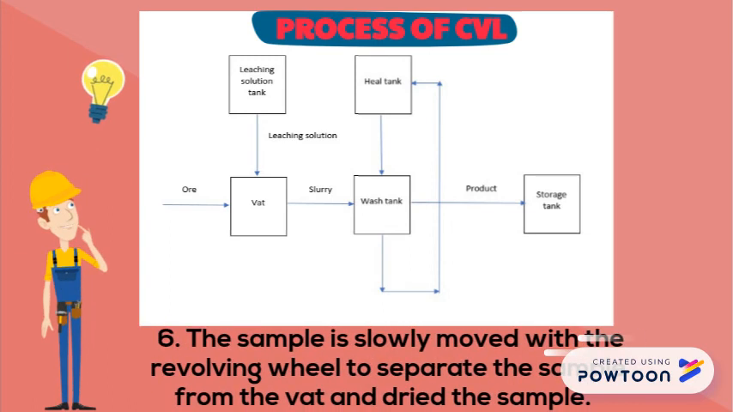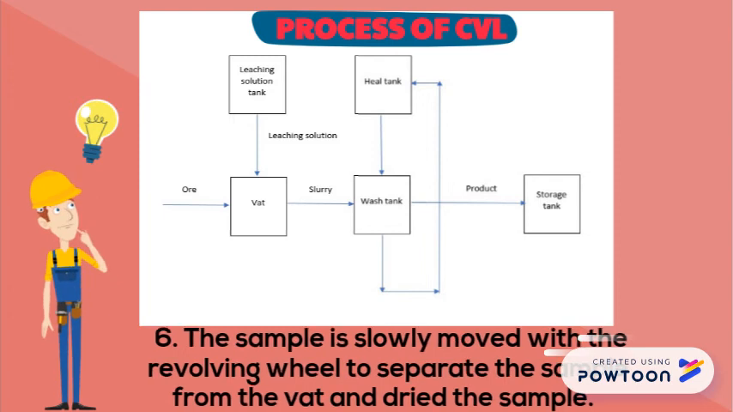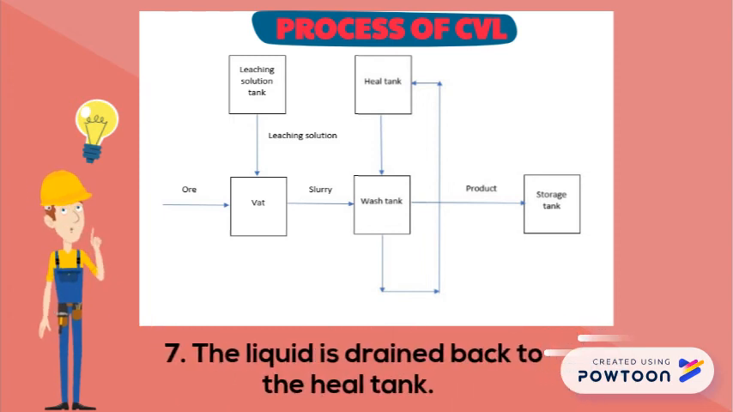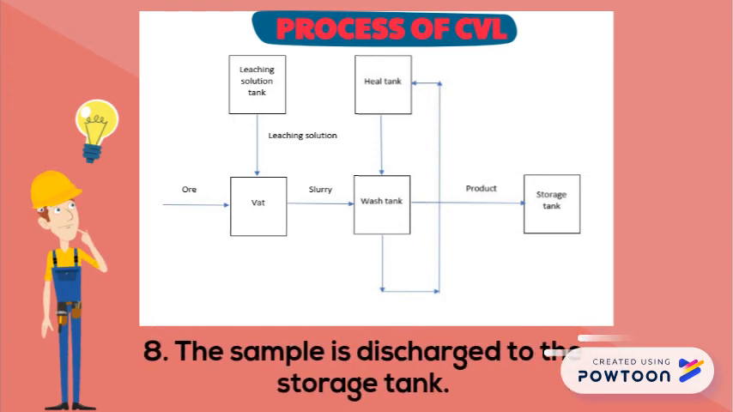The sample is slowly moved with the revolving wheel to separate the sample from the vat and dry the sample. The liquid is drained back to the fill tank. The sample is discharged to the storage tank.